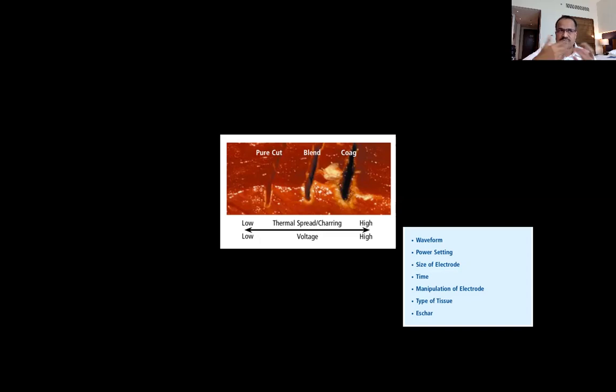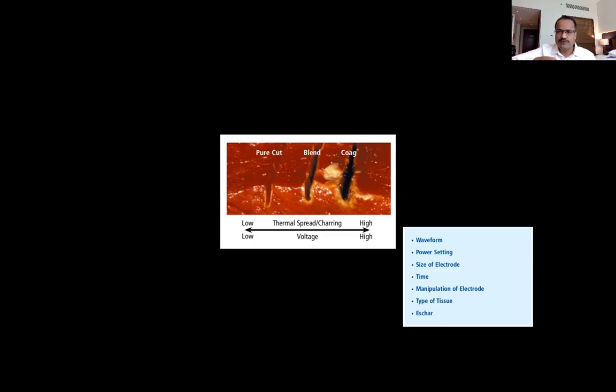Now sometimes we get confused by the shape of the instrument. A lot of people get confused that pointed instruments are monopolar and the two prongs are bipolar. Nothing like that. Even in bipolar you have pointed instruments where the two probes are very close to each other. So the size of the electrode, and the time for which you apply the current, because the more the time, the more lateral spread, because as the current is going inside, it is also spreading sideways. So it depends upon the time.